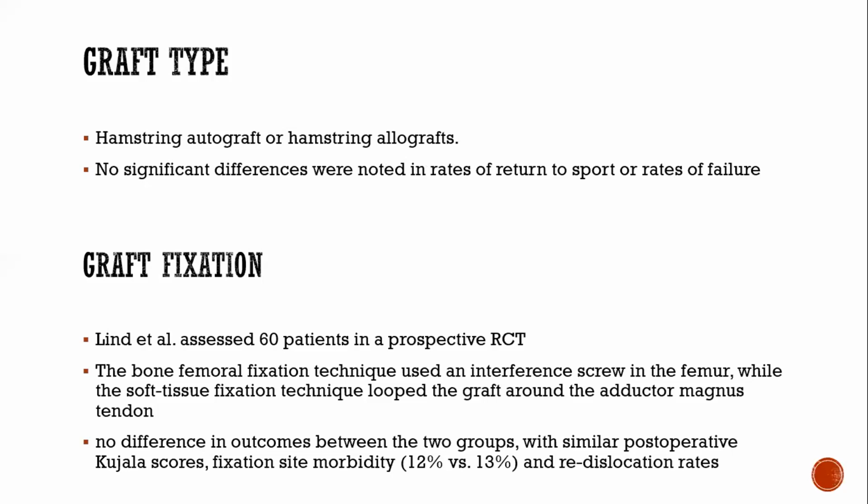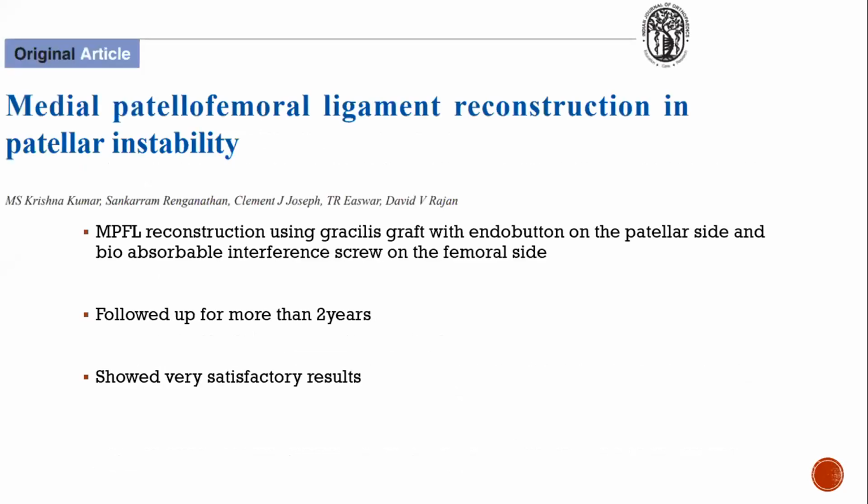Graft: various grafts have been used, and all have given the same result without any difference. And fixation of the graft is either bony fixation at the femur or soft tissue fixation. Bony fixation is the interference screw. Soft tissue fixation is looping the graft around the adductor magnus, and there is no significant difference in the graft fixation.